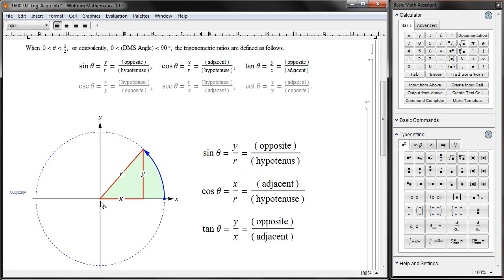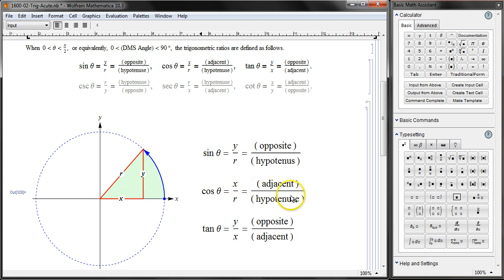Now, we have a blue sector and also a red triangle. Let us focus upon the red triangle, which is a right triangle here. This is 90 degrees, or in radian measure, pi over 2. Now, sine is defined by y over r, which is opposite over hypotenuse. The angle is over here at the center. The opposite side is y, vertically going up. And the hypotenuse is the radius r.